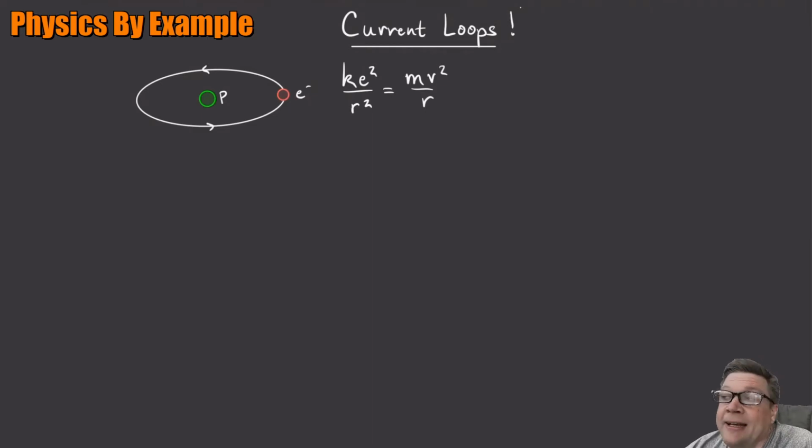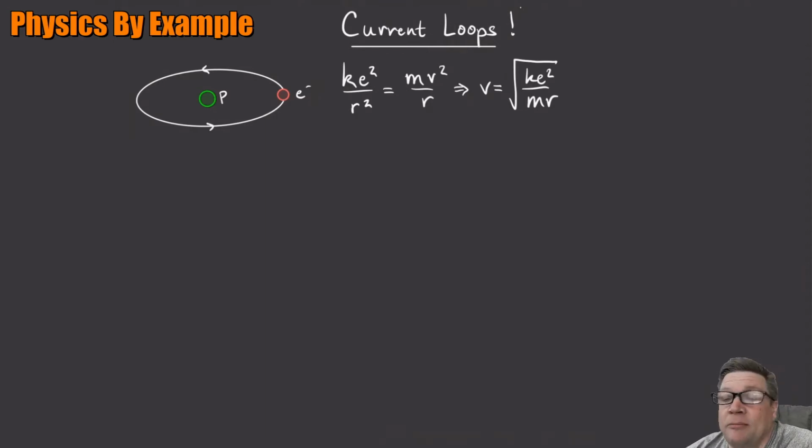And if we do that, we can arrive at an expression for v. So v turns out to be the square root of Ke squared over mr. And if you plug those numbers in, what you find out is that v is way less than the speed of light, less than 1% of the speed of light. So if you're worried that we have to treat the electron as a relativistic thing, we're going to be okay. So maybe this is going to be all right.